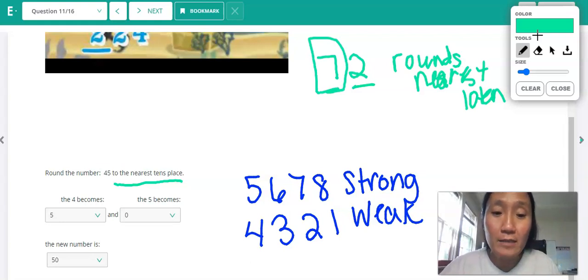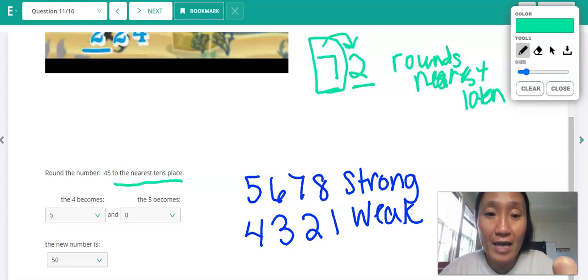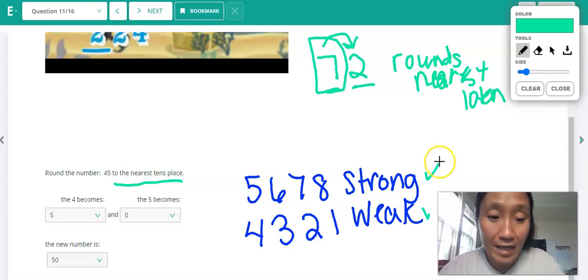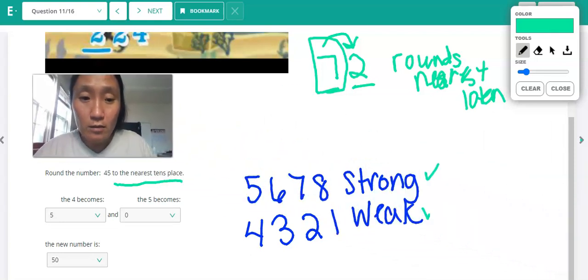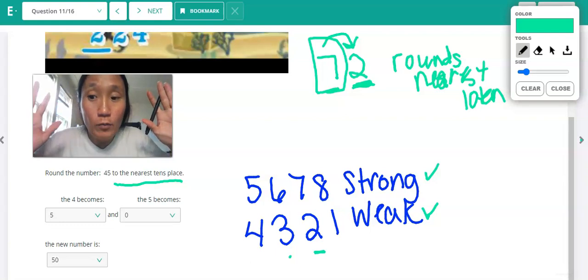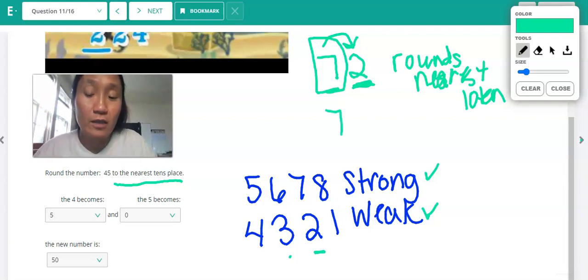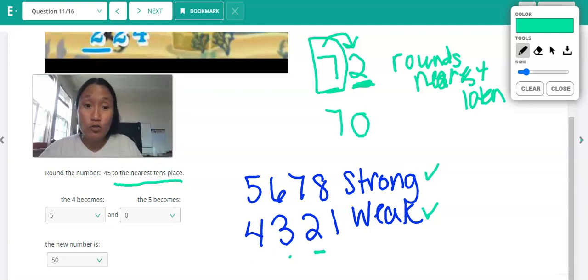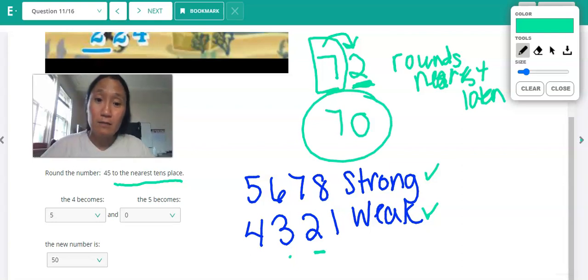So now I look at the neighbor. I look at him and ask myself, strong or weak? Strong or weak? Okay? So I'm looking here. 1, 2, 3, 4. Well, my number that I'm looking at right here is weak. Weak, weak, weak. It's weak. It can't do anything. So what it's going to tell 7 is, I can't help you. I'm just going to leave. So 7 is just left standing there. And 2 just leaves and becomes nothing. So your new number that you round to is 70.